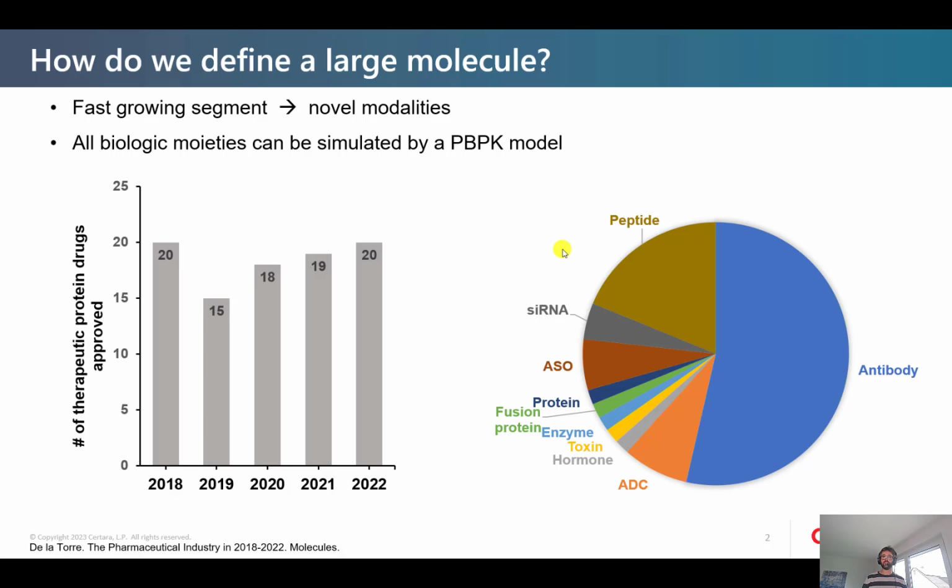What we also have in this pie chart are oligonucleotide drugs, siRNA and antisense oligonucleotides. There is a new model in version 23 capable of simulating oligonucleotide drugs, but this will be part of a separate video. And now we're switching into the Simcyp simulator to look on screen at how we can develop a compound file, what the different models are, and what the different options are. So let's get started.